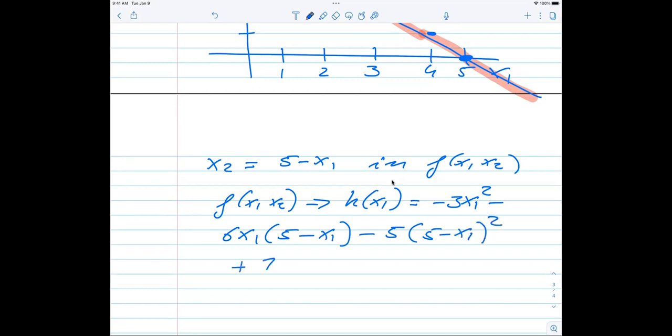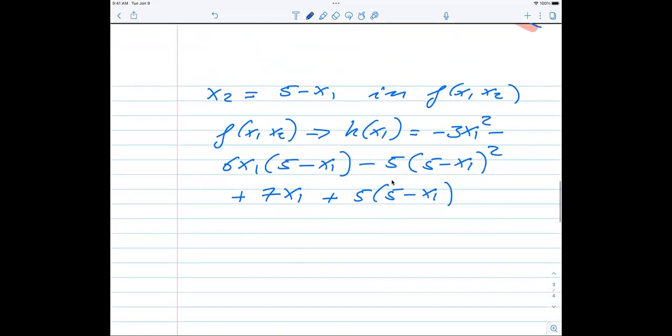And then I have plus 7. This is exciting, isn't it? But let's go through the math here so that we can find the solution of minus x1. And this becomes equal to minus 2 times x1 squared minus 22 times x1 minus 100. And then we want to minimize.